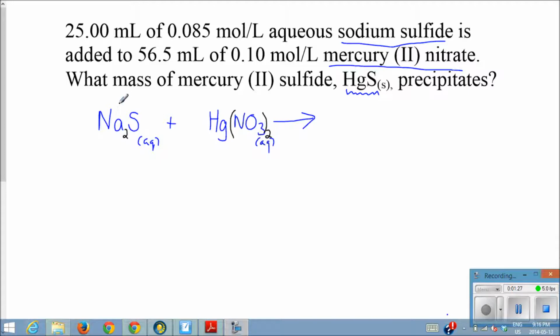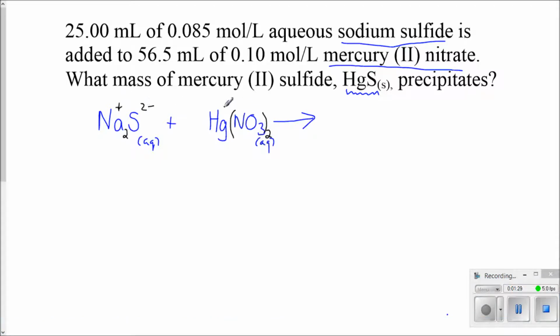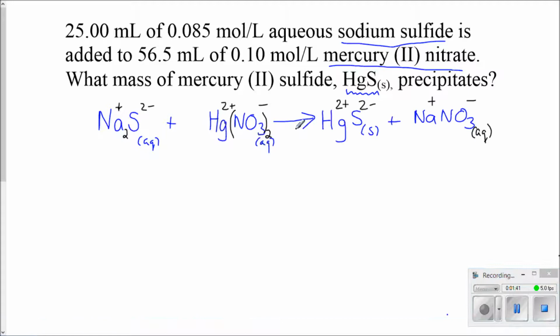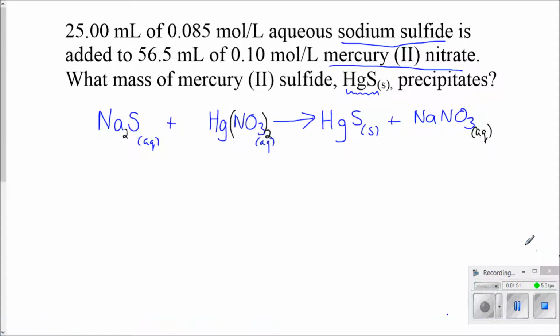Then we're going to predict the products and recall the charges up here that I just eliminated. They will tell you what products you have. So Na is going to go with NO3 and Hg is going to go with S. Positive guys go first. We cross the charges of all our products now. And we realize that this NaNO3 is aqueous because anybody with a group 1 element or nitrate is going to be aqueous. Balance. Okay, it looks like it's balanced now.